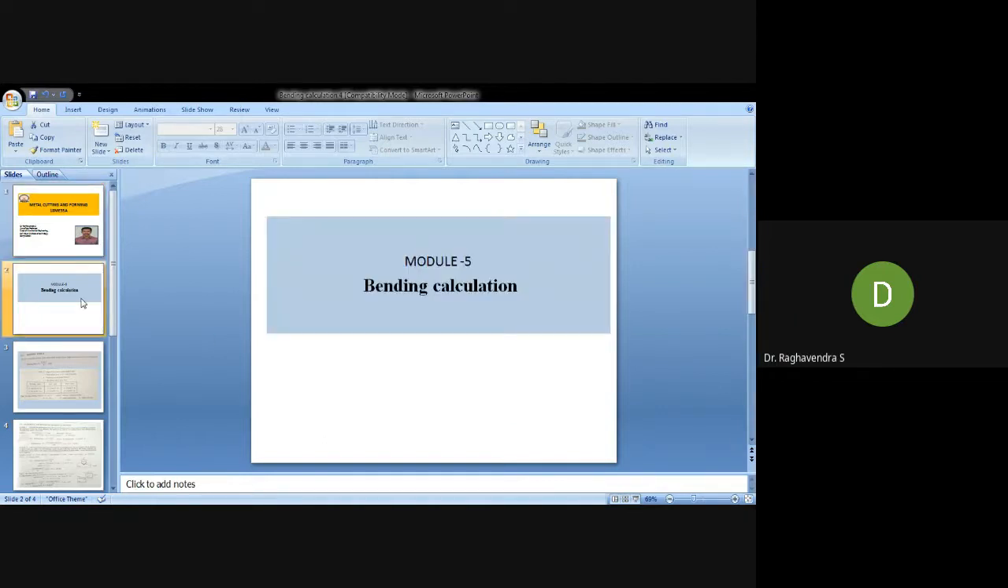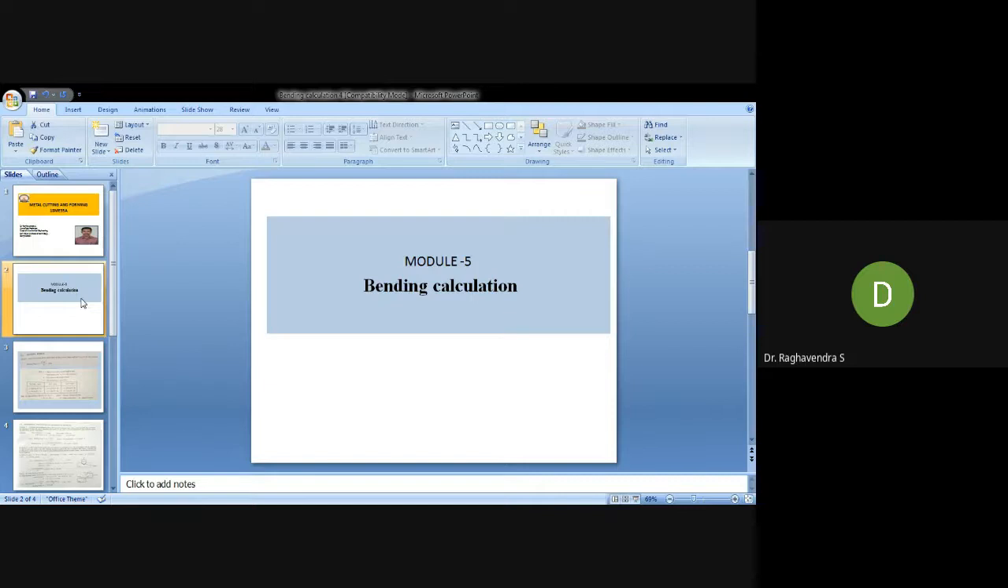Now we'll go to metal cutting and forming. In module 5, we'll be talking about bending calculation. We have discussed drawing, rolling, forging, all these things, and there's one more in this. Bending is also one of the processes in metal forming.